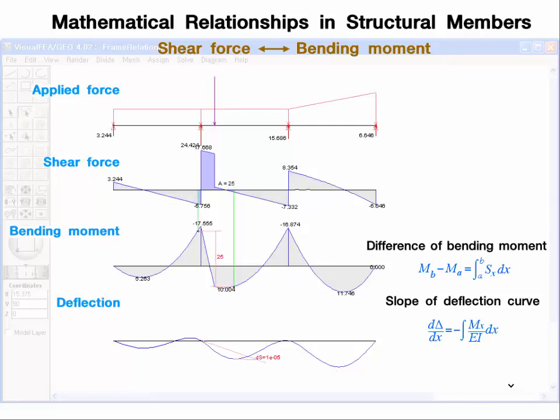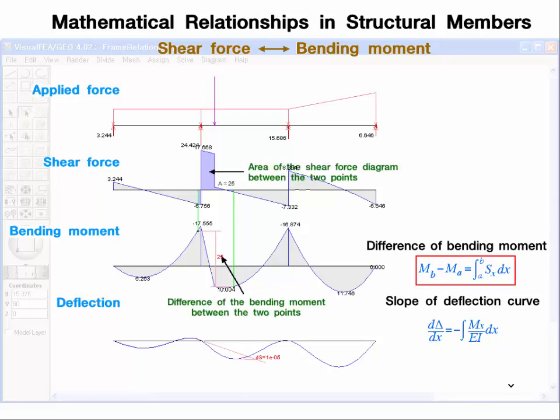If you click another point on the bending moment diagram, there appears a new green line. It is indicated in the diagrams that the difference of the bending moment between the 2 green lines is equivalent to the highlighted area of the shear force diagram. This implies the mathematical relationship between the shear force and the bending moment.